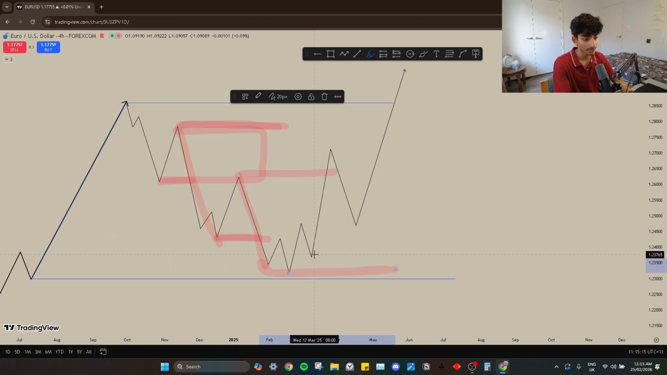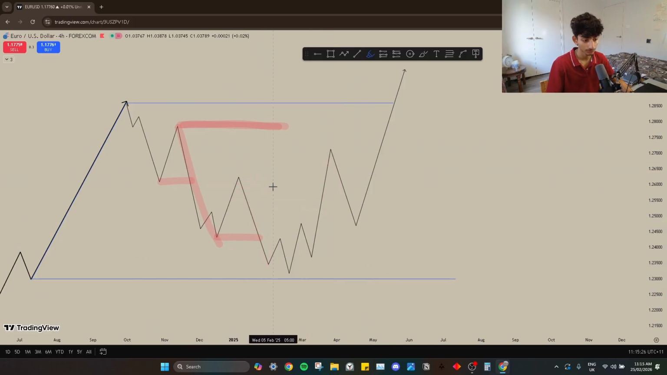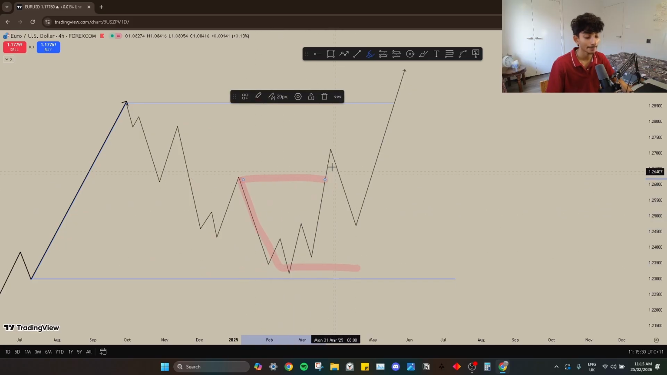You see this change of character. We expect price to come up, hit this demand zone, and push down lower. But it doesn't. It breaks above the swing. The internal. So only once price comes and breaks above and violates the internal high is then when you look for longs.